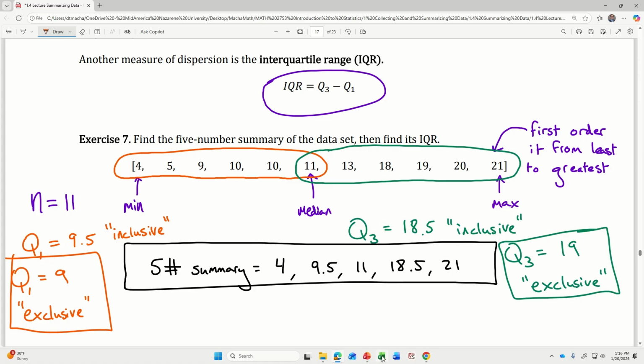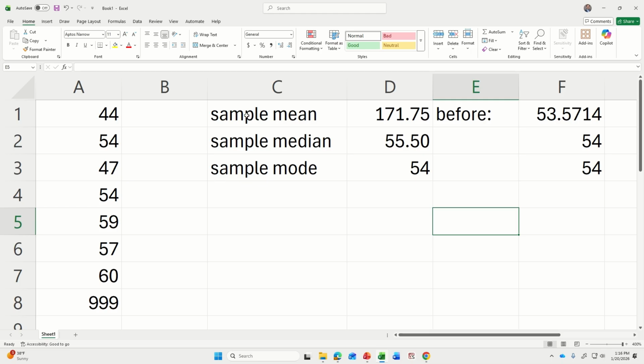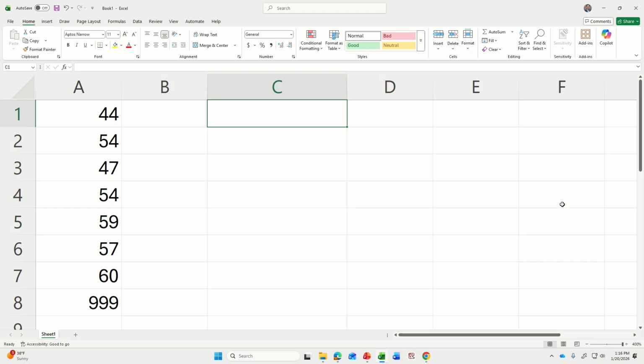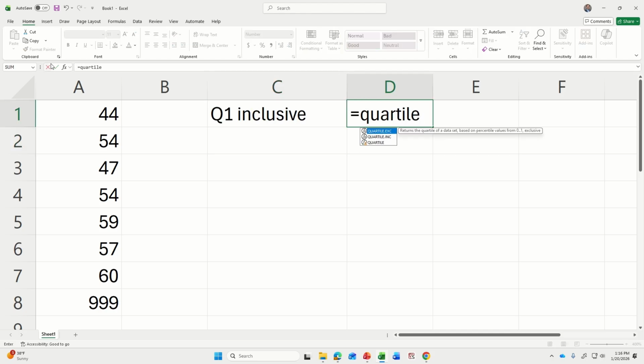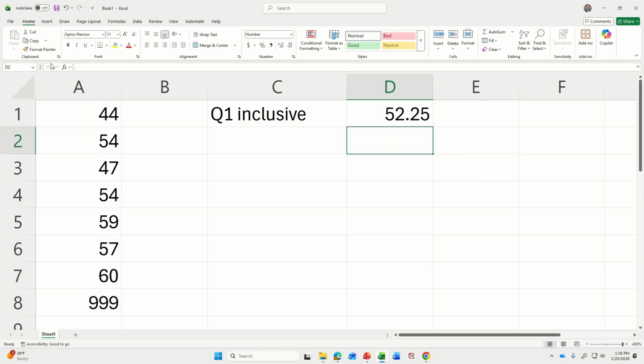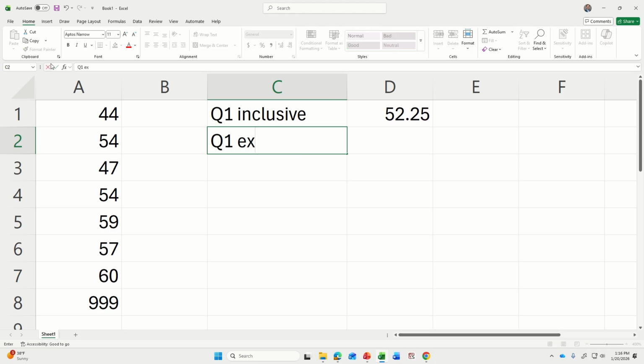And if you're using Microsoft Excel and you want to know what the quartiles are, let's take the quartile inclusive, or the first quartile. We're going to type in the word quartile, and it's super tiny, and I wish there was a way to make this larger, but the first option is quartile.exc for exclusive, and the second option is quartile.inc for inclusive. So if I type .inc, then select my data set, and then tell it which quartile I want, that's my first quartile inclusive.